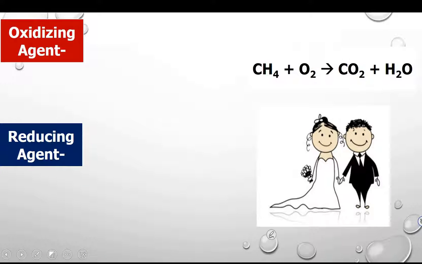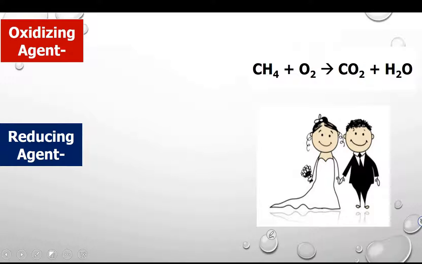So we also have what's called oxidizing agents and reducing agents. This is how I think of it, a bride and a groom, okay? So if the bride is being oxidized and the groom is being reduced, then in order to be a bride and groom, they have to have the other one. So the groom is being the oxidizing agent and the bride is being the reducing agent. Because without each other, they can't do each. So that's how I think of it.